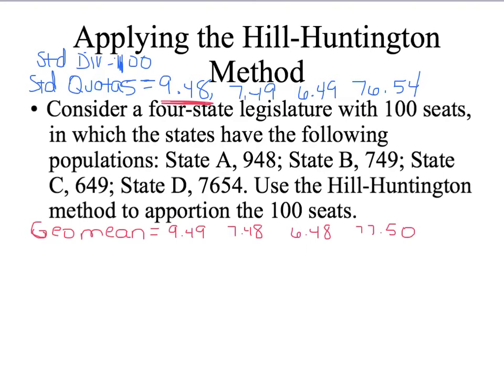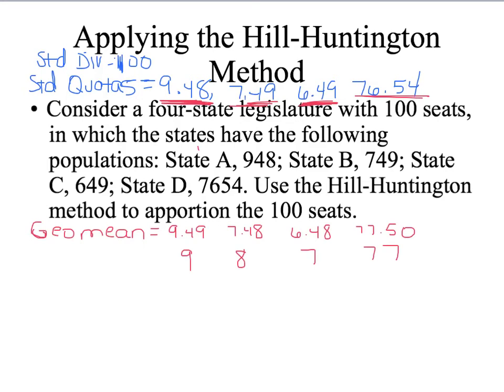So the first one will round down to 9, but the second one will round up to 8. This third one, it's greater also, will round up to 7, and then this last one, being greater as well, will round up to 77. So let's see what happens when we add all of those together. We should get 101. That's one too many seats.